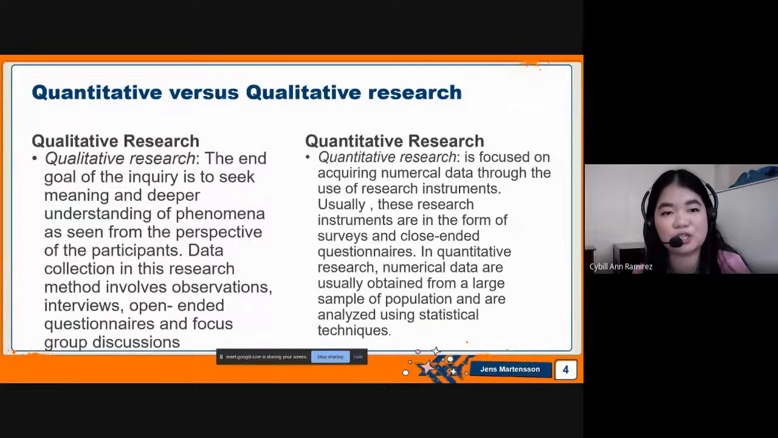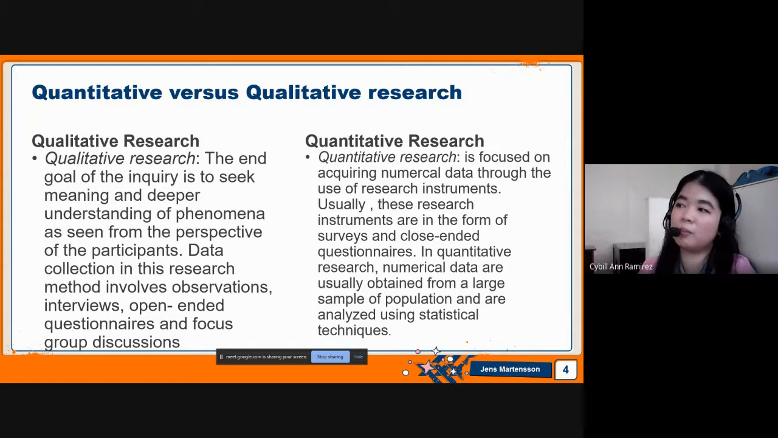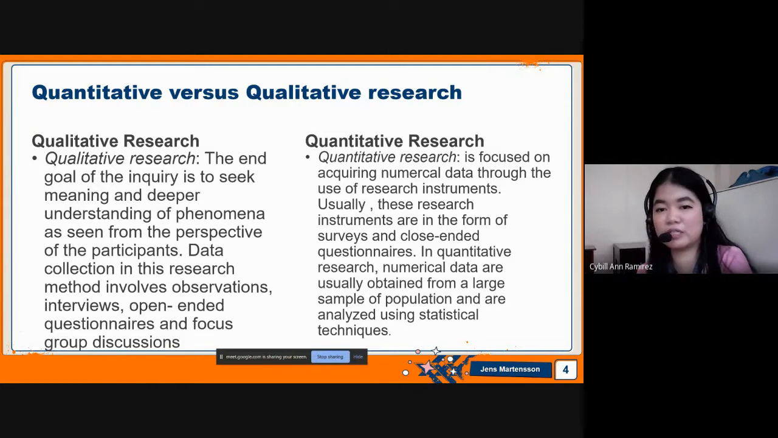Research instruments are your survey questionnaire. No, sometimes we call it research instruments. So usually these research instruments are in the form of surveys and close-ended questionnaires. In quantitative research, numerical data are usually obtained from a large sample of population and are analyzed using statistical techniques. So in here, we will inject statistics, no, sa pag-identify palagdaan out of, let's say, out of 1,500 nga population, ani nga duha ka barangay, abi ato lang ibutang, you would just get like a sample size out of it to represent the entire population.